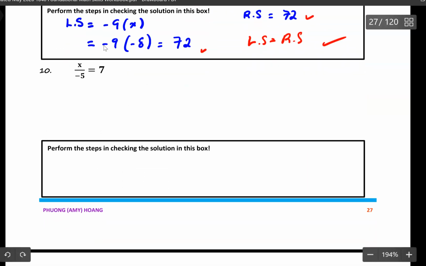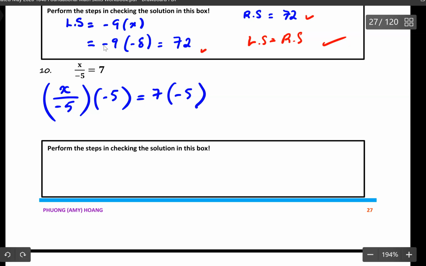Alright, so move on to number 10. I have x divided by negative 5. To get rid of the negative 5 as divided by, I need to multiply by negative 5. So I rewrite it as such, and I multiply by negative 5. I do the same thing on the other side. Now you see that this will cancel with that. I just have x left on this side, and the right hand side will be equal to negative 35.